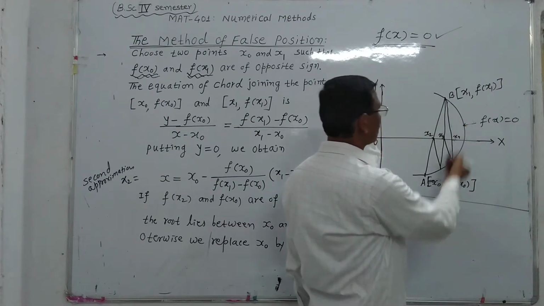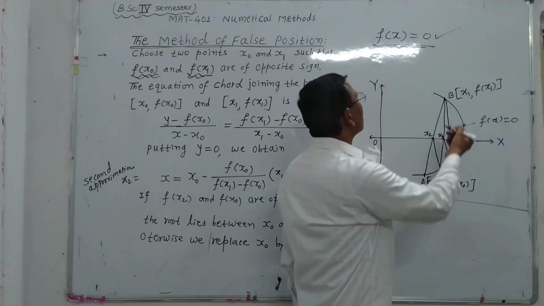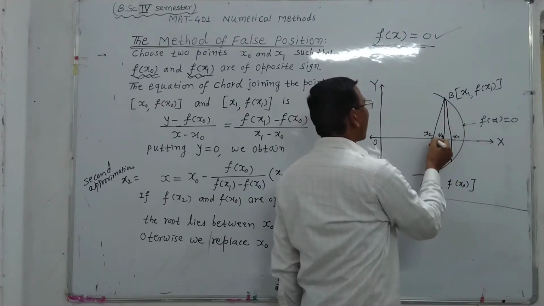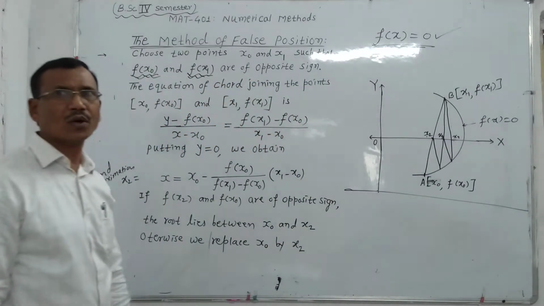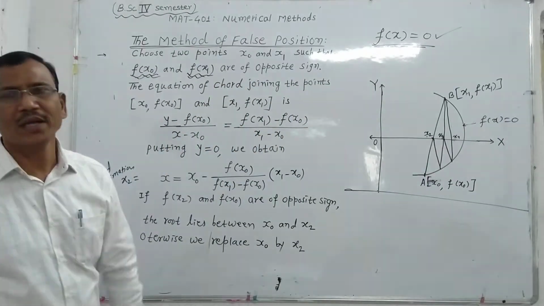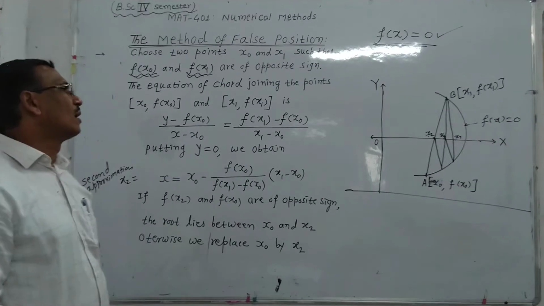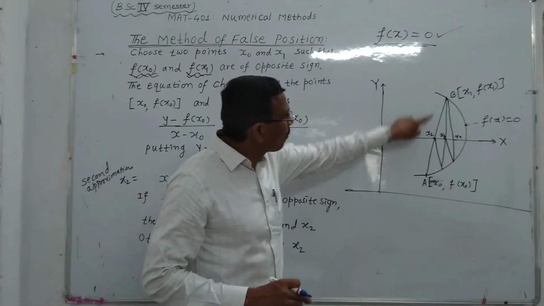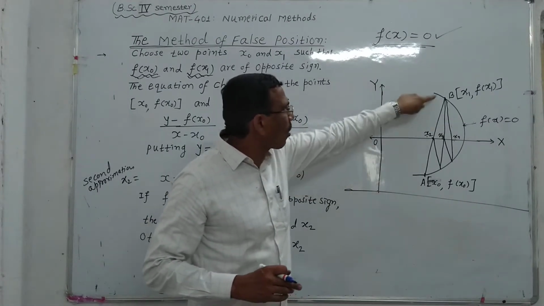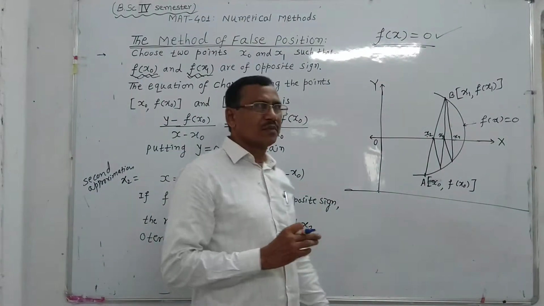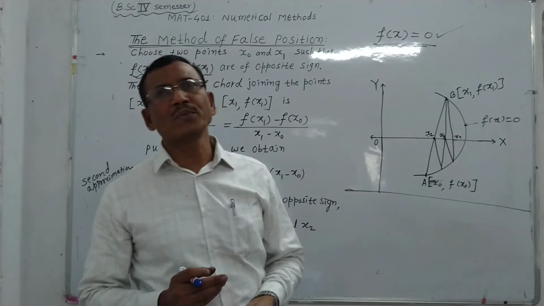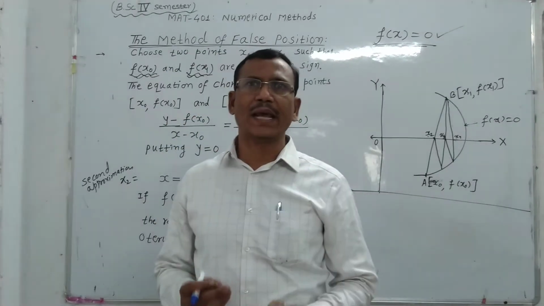Now we shall assume that, as we have already seen with x0 and x1, this chord intersects the x-axis at the point x2. And we have to find the value of x2 here. To find the value of x2, find the equation of this chord AB. That means use the two-point form of the equation of a line in a plane.